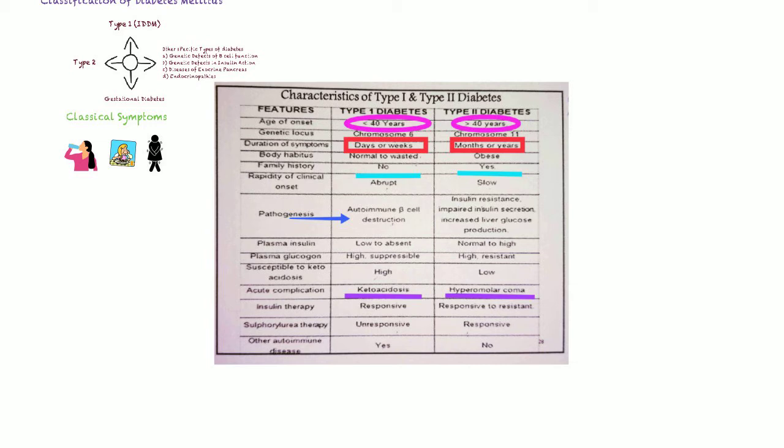Pathogenesis is autoimmune beta cell destruction for type 1, whereas type 2 includes insulin resistance, impaired insulin secretion, increased liver glucose production, etc. And acute complications for type 1 is ketoacidosis, as that of type 2 is hypoosmolar coma. Type 1 is usually responsive to insulin therapy, whereas type 2 is resistant to insulin therapy.